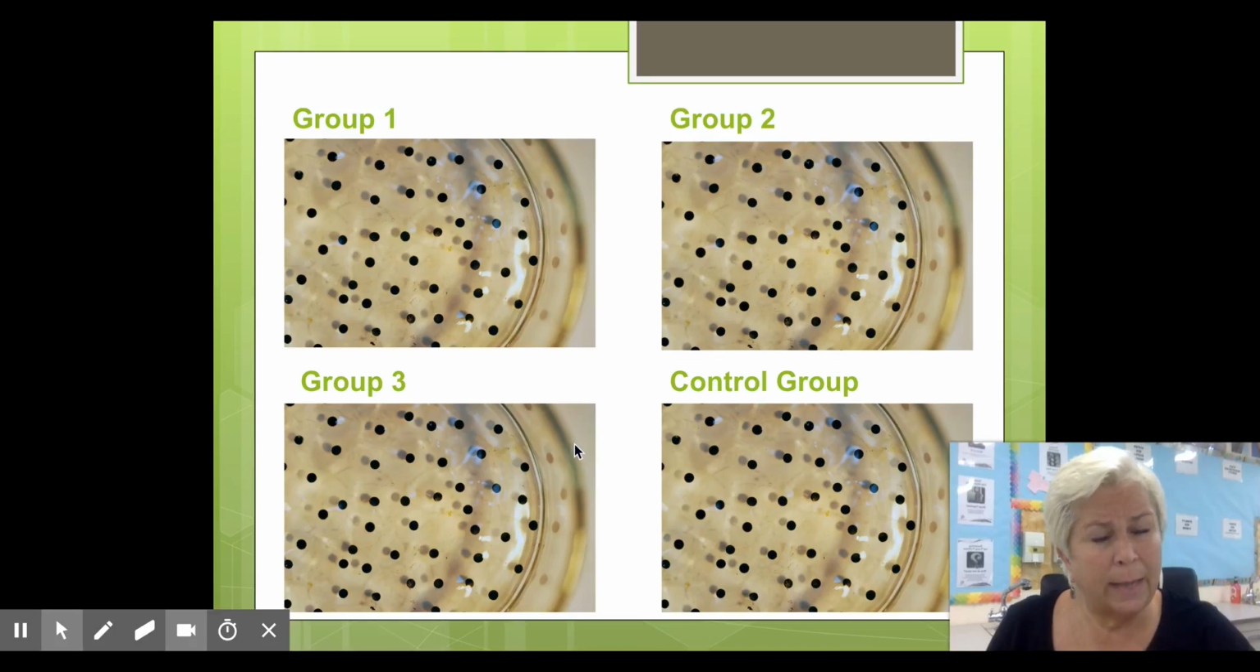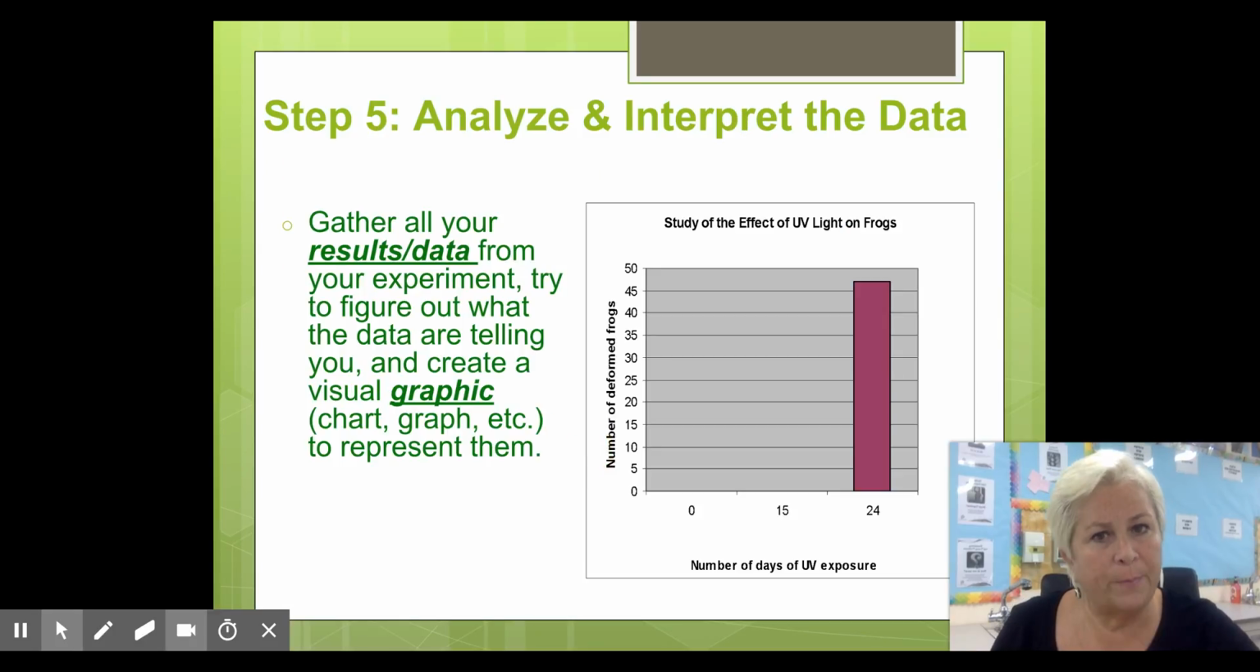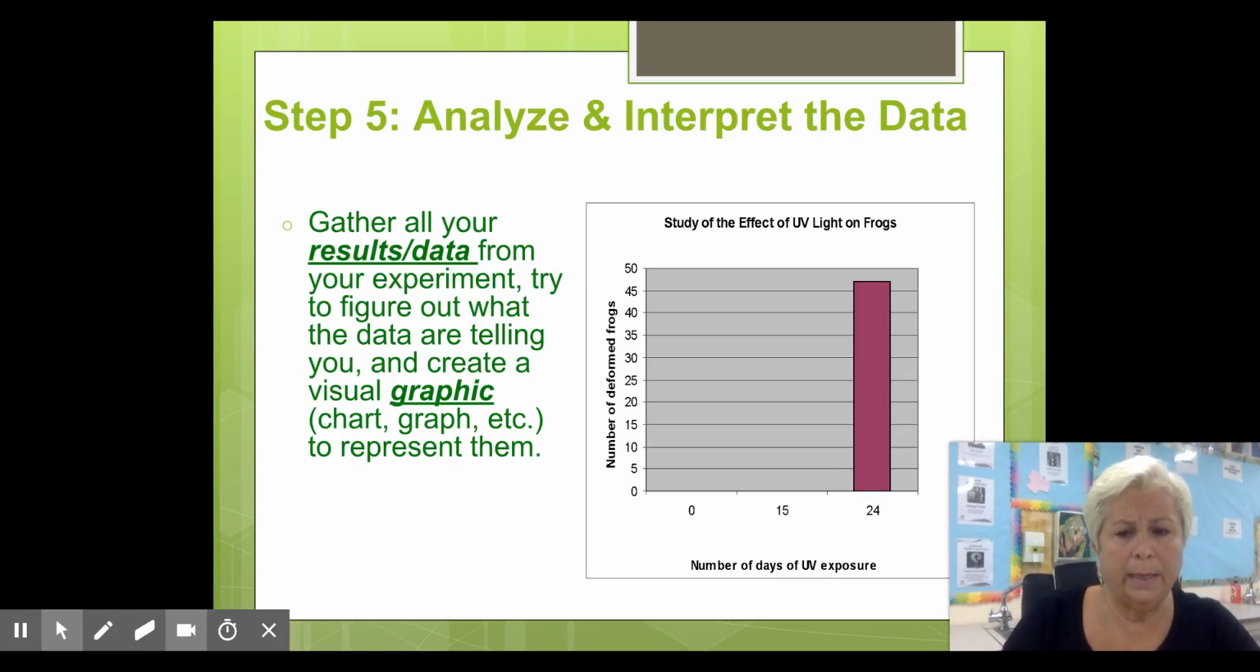Once we collect that data, the next step of the scientific method comes into play. We have to make sense of the data. We have to analyze it. We have to decide, what is the data really telling us? What kind of evidence is it giving us to understand the answer to our question or to help us solve our problem? One of the things that we do when we analyze and interpret data is we put it into a visual graphic of some kind.